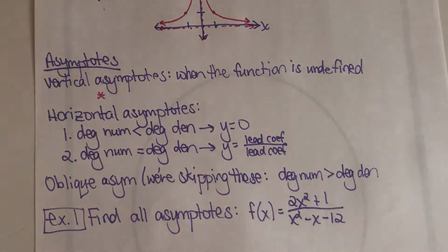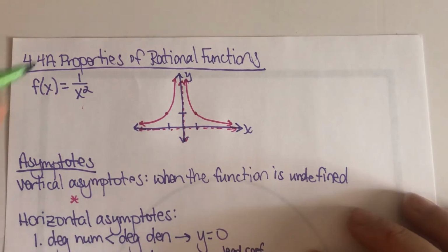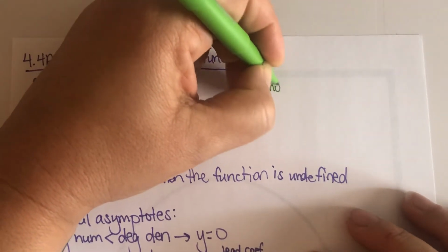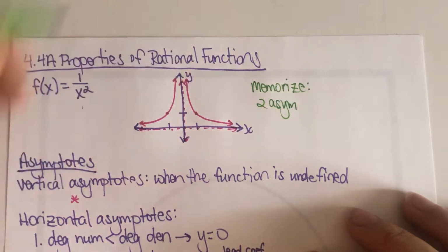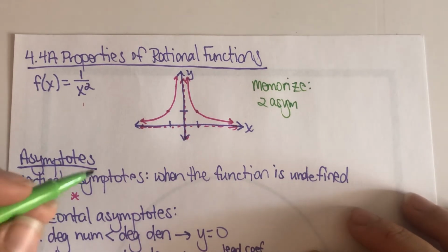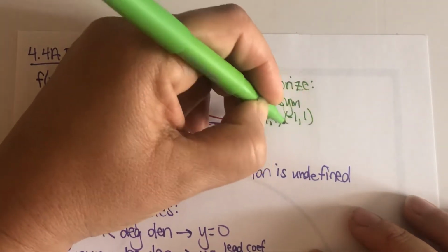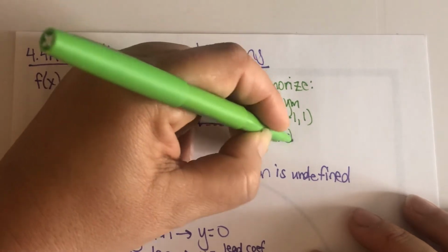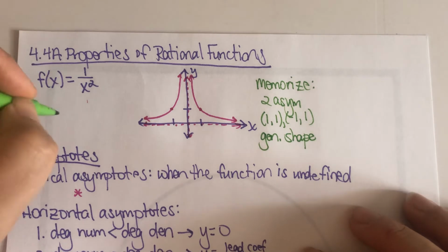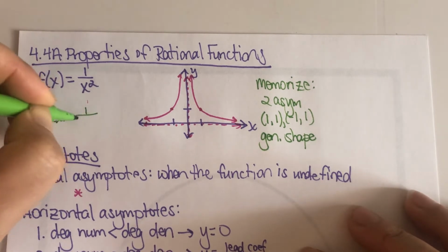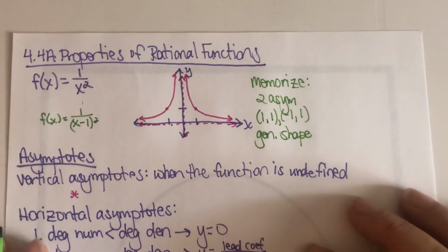So a few things I want you to memorize for this graph, because you're going to be doing translations and things like that on this. There's 2 asymptotes on the axes. I want you to memorize that. The points 1, 1 and negative 1, 1, and the general shape. And then you should be able to graph, for example, f of x equals 1 over x minus 1 squared. That's just shifting everything to the right, okay?